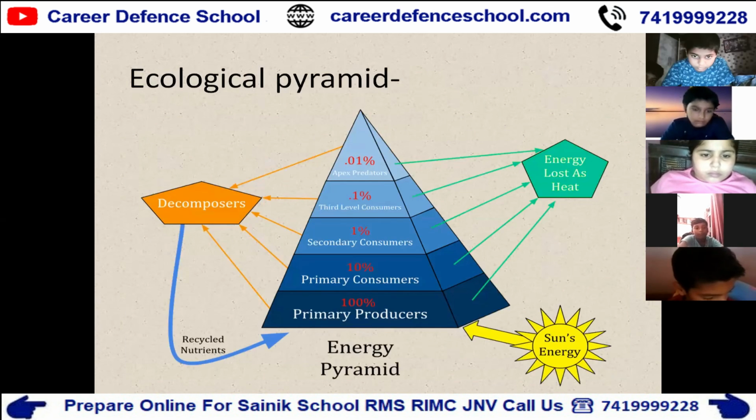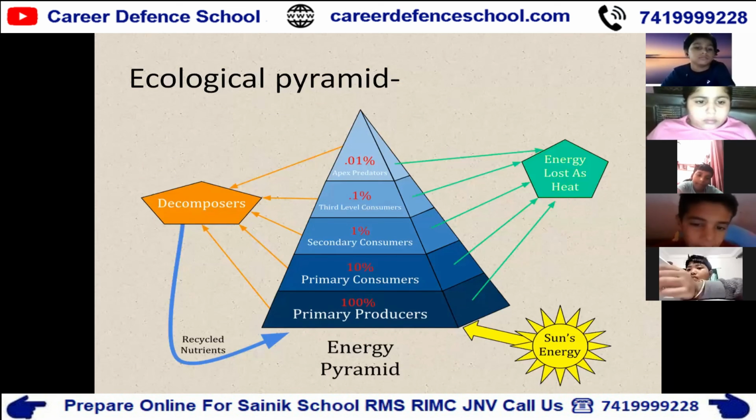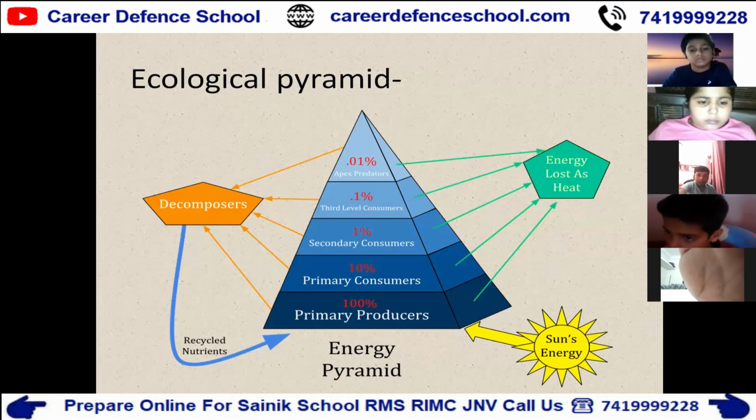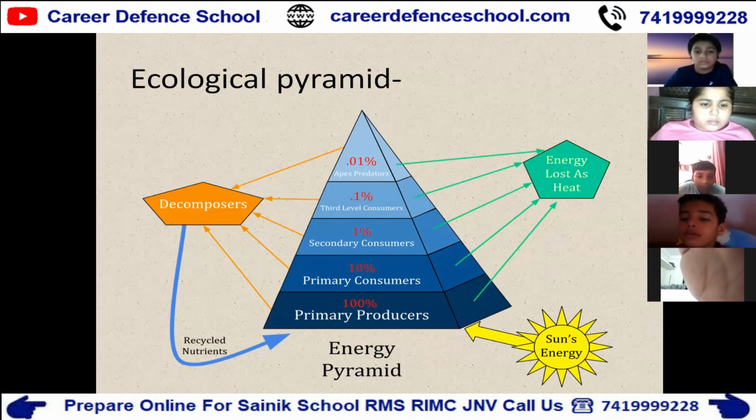Then ecological pyramid. In this, decomposers decompose the dead organic matter into the soil. Then nutrients are recycled. Primary producers are those which make their own food, and primary producers are eaten by the primary consumers like grasshopper. And then grasshopper is eaten by the secondary consumer like birds. Then birds are eaten by the like snake, third level consumer. And then snake is eaten by an eagle. Eagle is an apex predator, and these all are losing their energy. Okay, this is called an ecological pyramid.